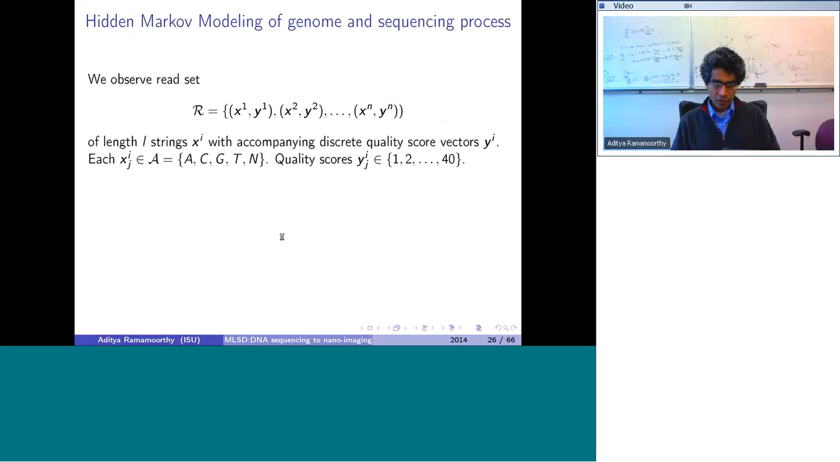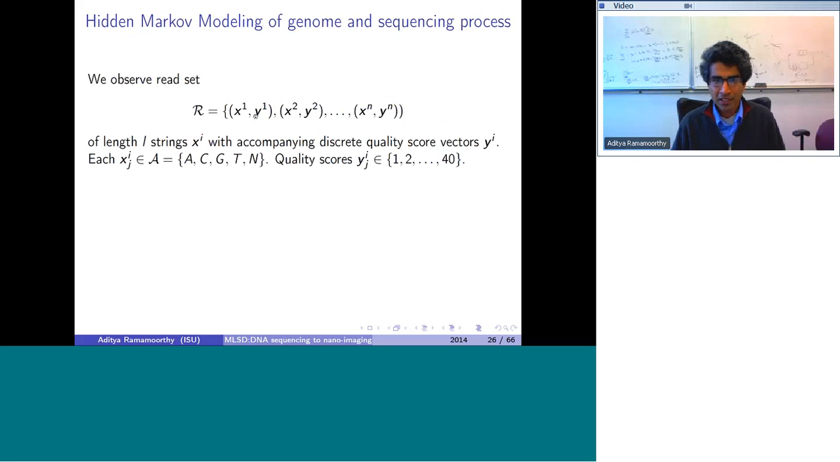So here's what our technique does. You have a read set, so there are n different reads. The x's are the base calls. So let's suppose that the reads are of length 100. Then each xi is going to be of length 100. It's going to be a string from A, C, G, or T. It can also be an N, and N here stands for erasure. But let's assume that right now we're not thinking about erasures.